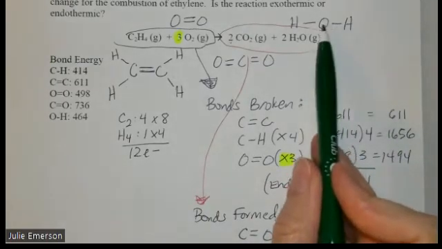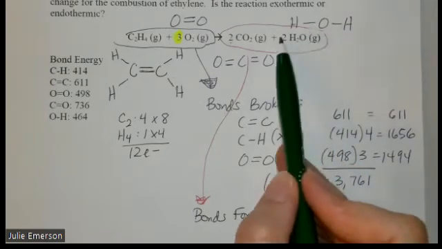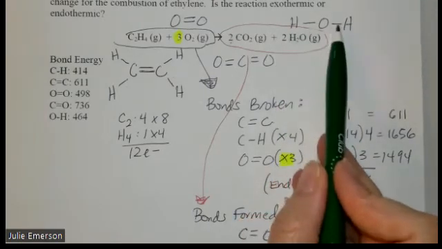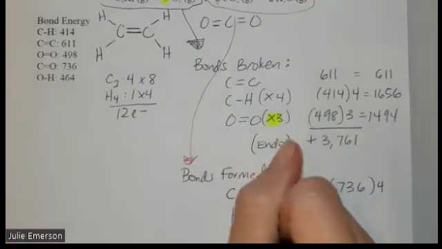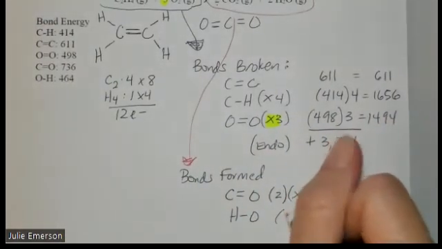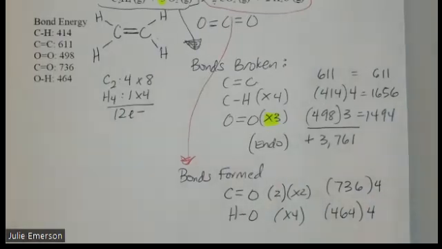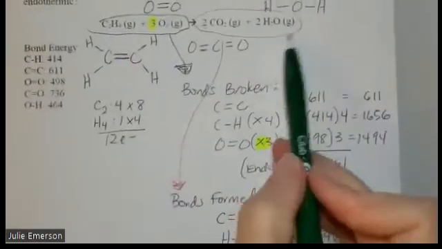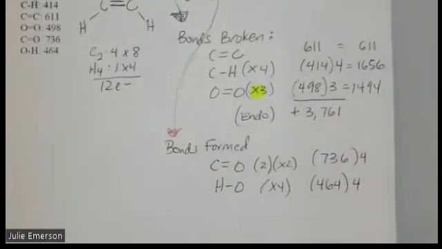The oxygen-hydrogen single bond, I've got to do 2 per molecule, and there's 2 of them here. So 1, 2 times 2, also 4. So the hydrogen-oxygen single bond is 464. And we're going to multiply that by 4. All right. So again, 1, 2, and then times 2. So a total of 4.